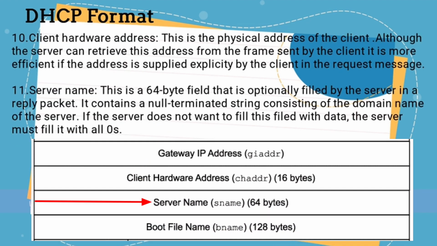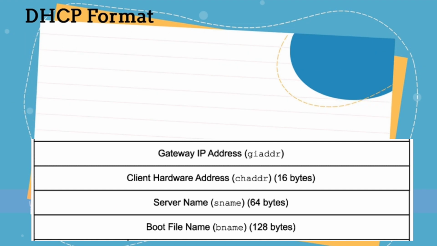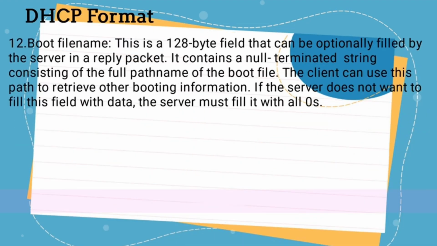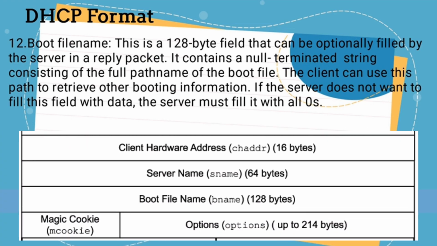Server name. This is a 64-byte field that is optionally filled by the server in a reply packet. It contains a null-terminated string consisting of the domain name of the server. If the server doesn't want to fill this data, the server must fill it with all zeros.